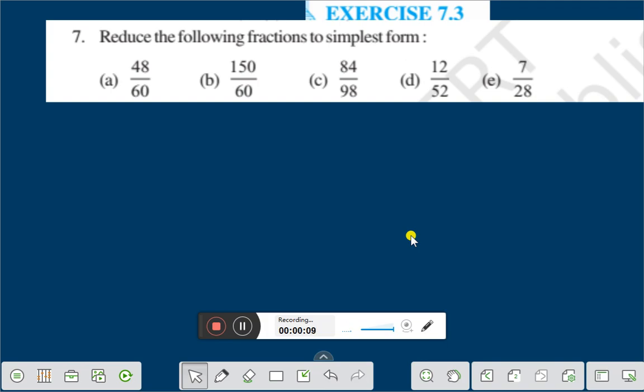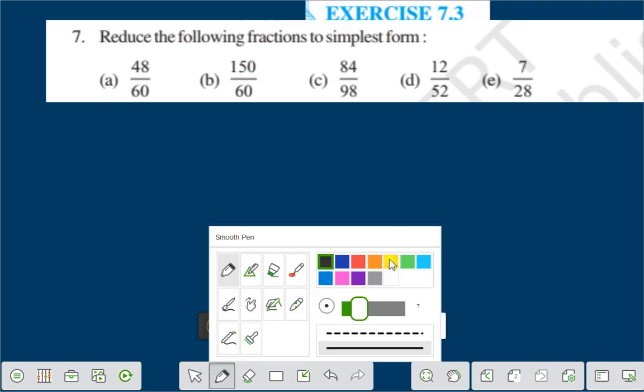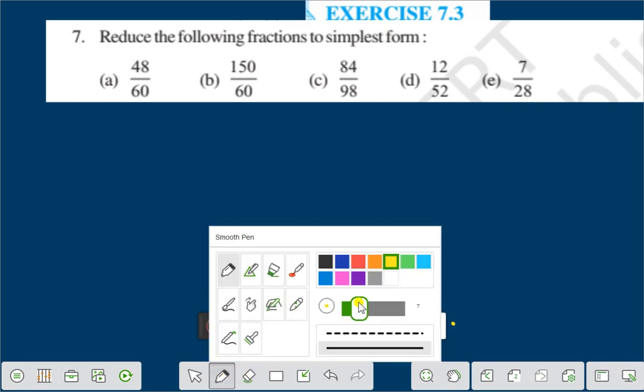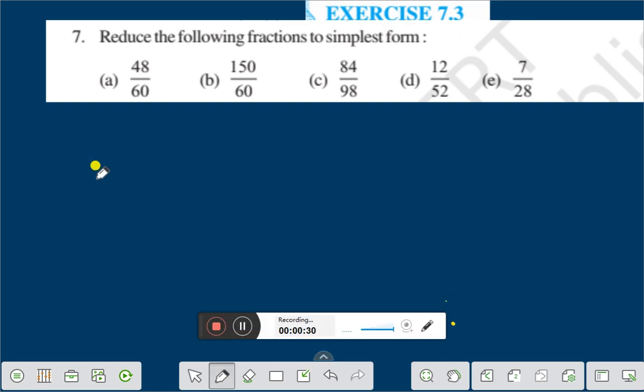Reduce the following fractions to simplest form. That is question number A. We'll solve question number A. Question number A is to reduce the following fractions to simplest form.